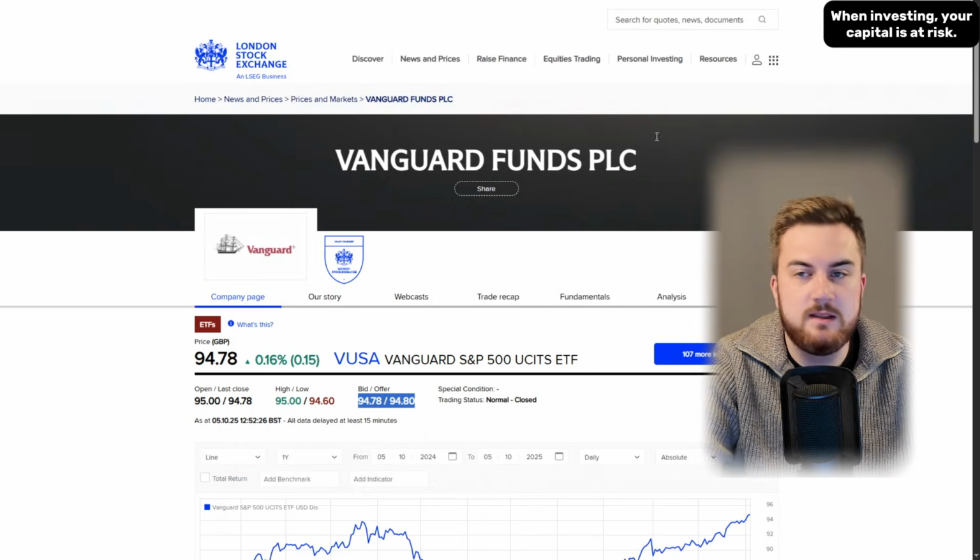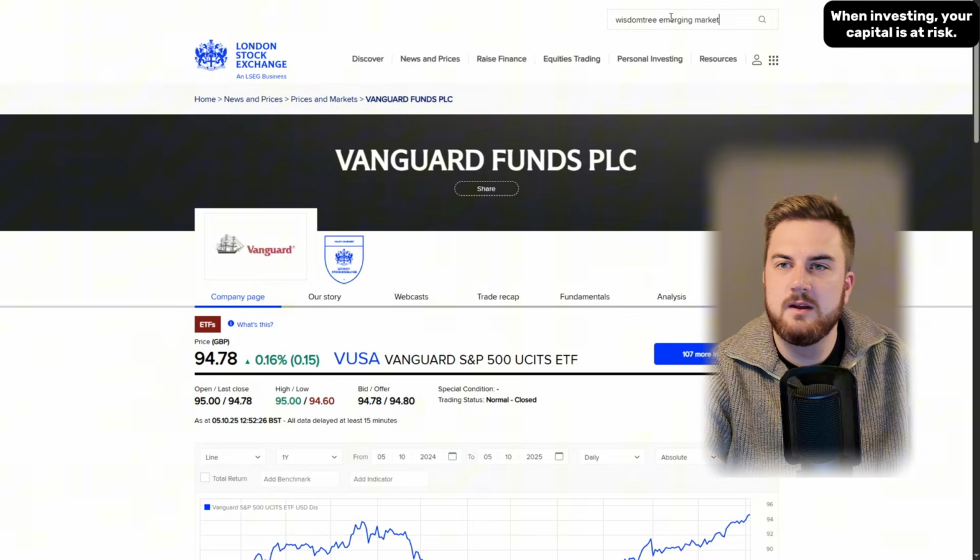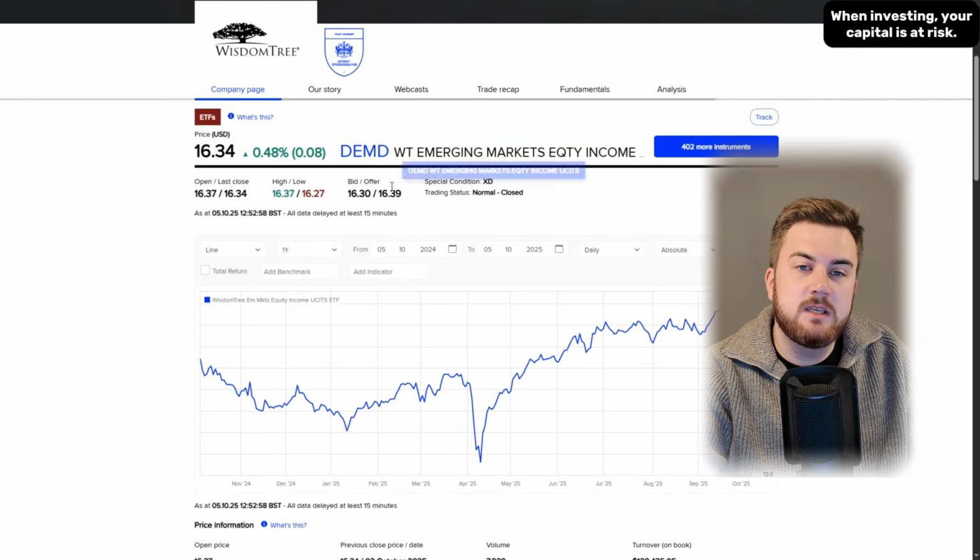To show you an example of an ETF that isn't liquid, I can think of, I think there's WisdomTree Emerging Markets. I always like to use an example. I think there's a better example, but it does give you some sort of idea.